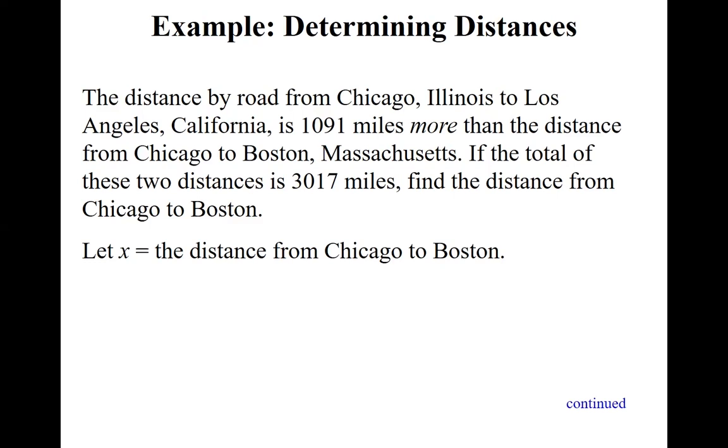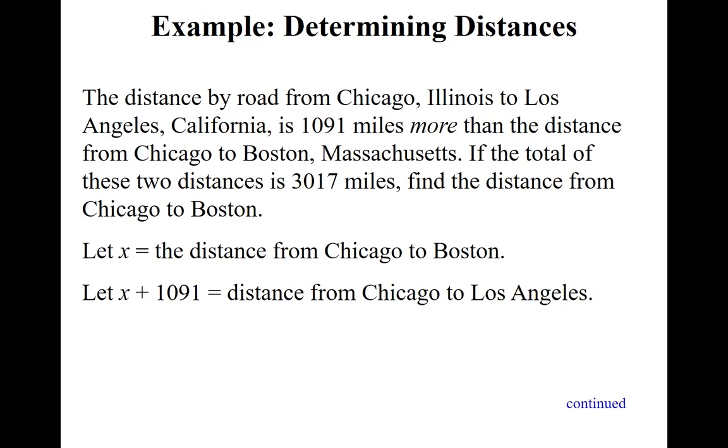We're told that the distance from Chicago to LA is 1,091 miles more than the distance from Chicago to Boston. So 1,091 more than x. X plus 1,091. We'll let that be the distance from Chicago to Los Angeles.